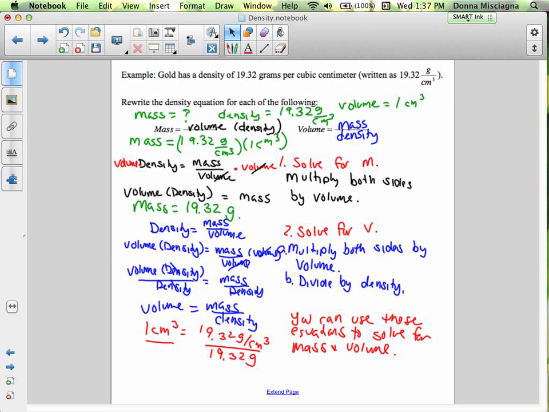So in the part in the red, would that be the answer to the question? Yeah, so it probably would be that we were solving for volume. And so we'd probably have volume equals this, and then we would cancel out the 19.32 and the grams, and we'd be left with 1 centimeter cubed, which is what we have over here. So if we already know the volume, we would just put volume equals 1 centimeter cubed? Right, well, you wouldn't be solving for volume if you already know it.